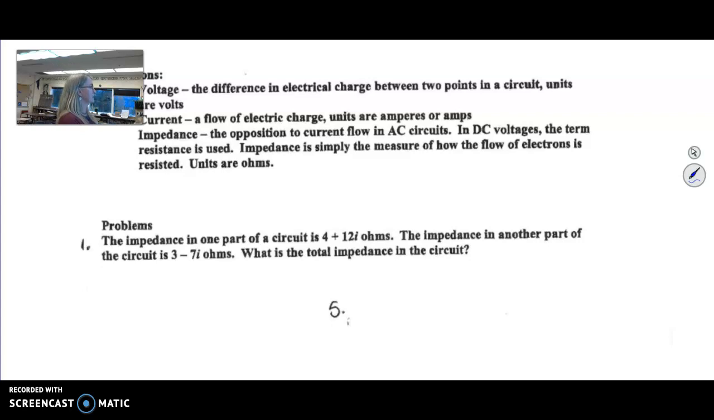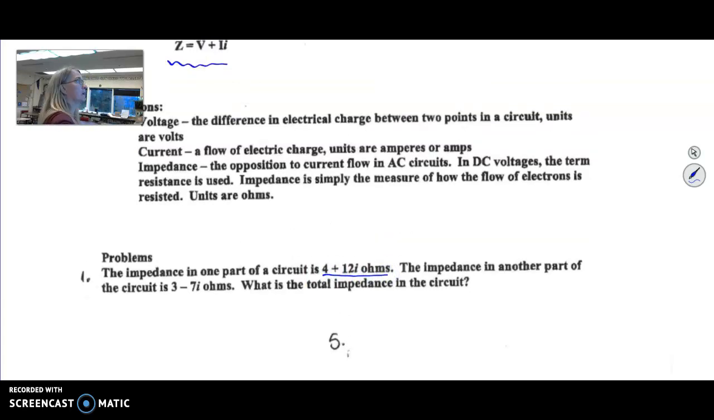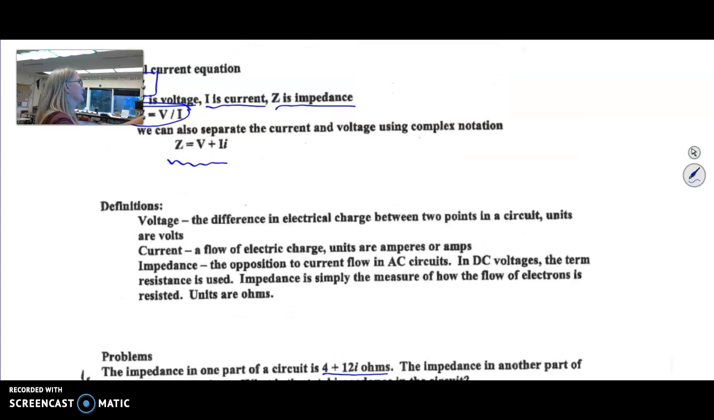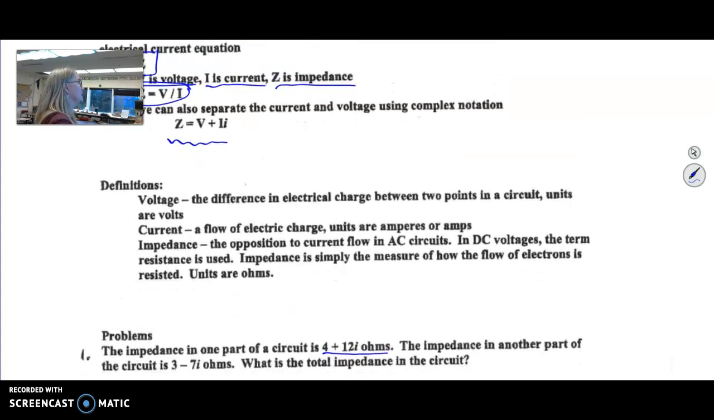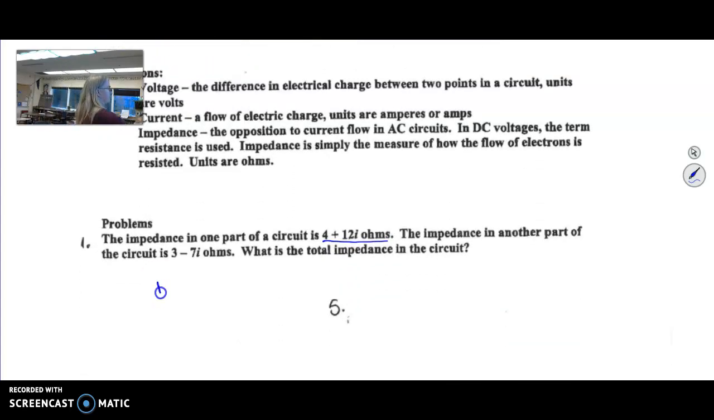Okay, so let's do some problems. The impedance in one part of a circuit is 4 plus 2i ohms. So in our equation, what was impedance here? The Z is your impedance. So I have V equals IZ, and our impedance is going to be replaced with 4 plus 2i. The impedance in another part of the circuit is 3 minus 7i ohms. What is the total impedance in the circuit?